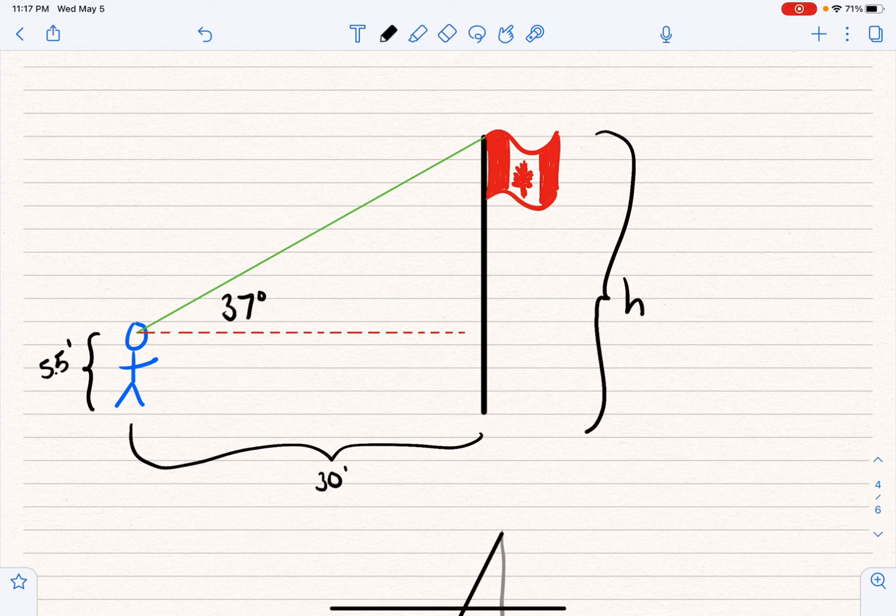Okay, now this has a couple different parts. We're dealing with angle of elevation. We know the distance away from the flag. We know how tall the person's eye level is. And we've got to use all three of those components, and we can then find the total height.